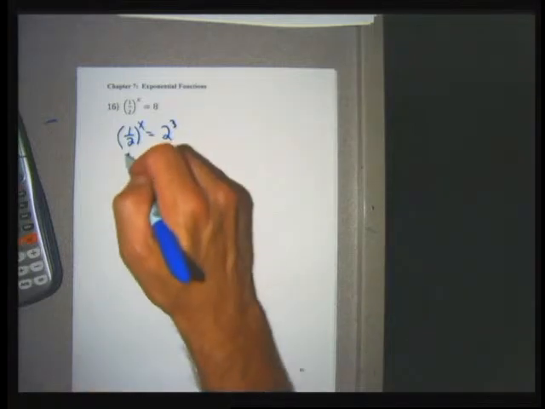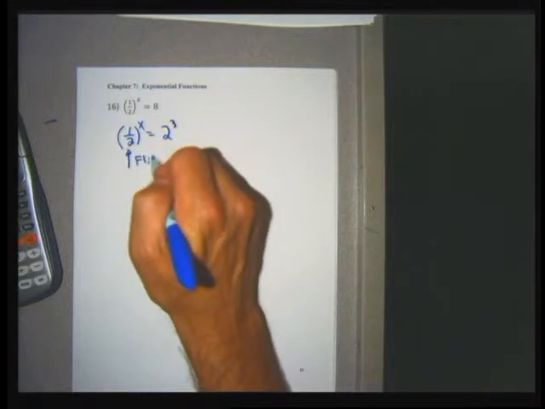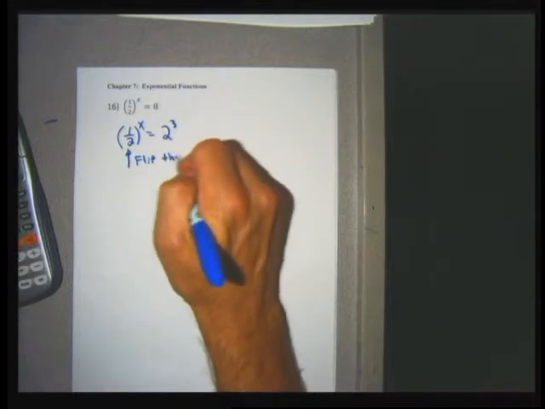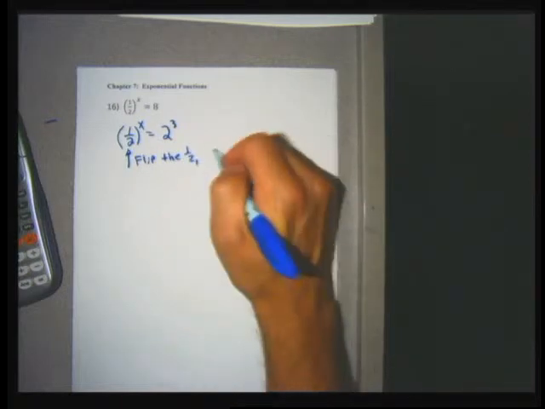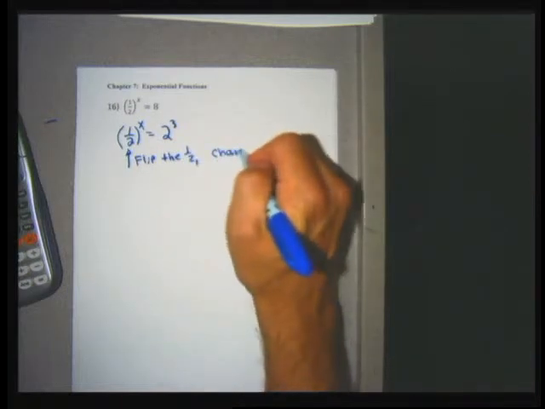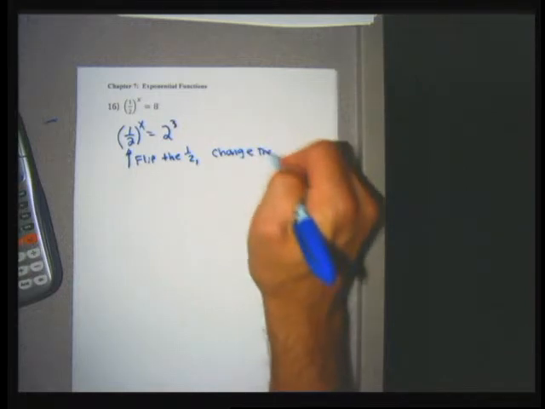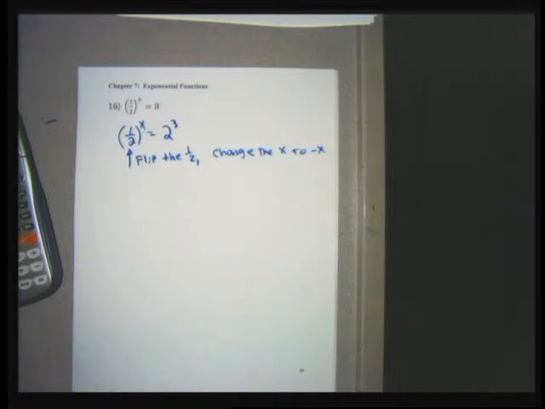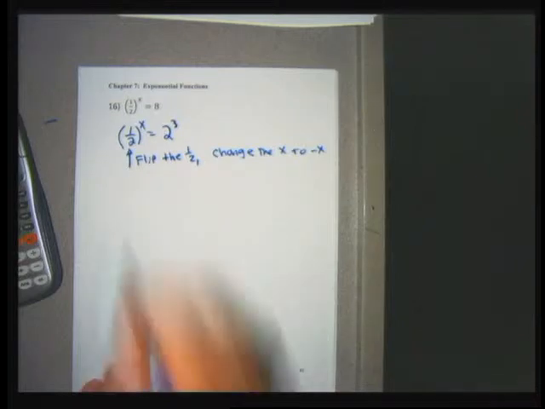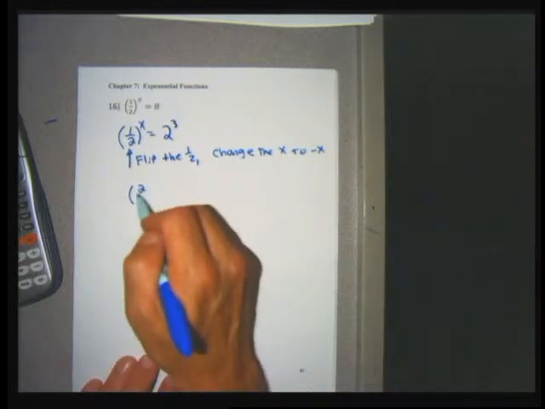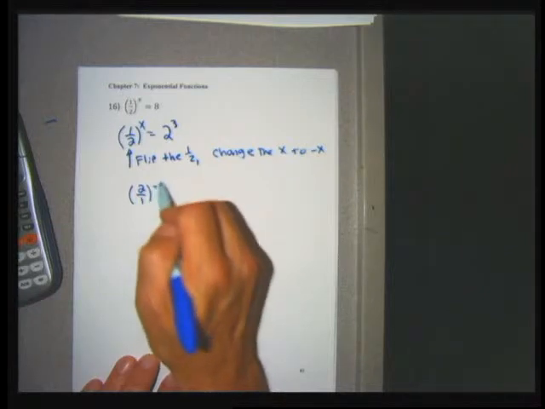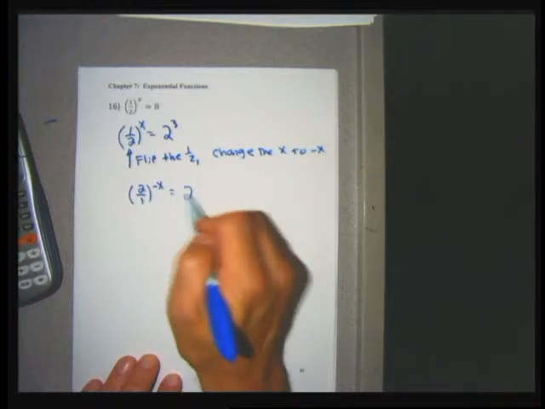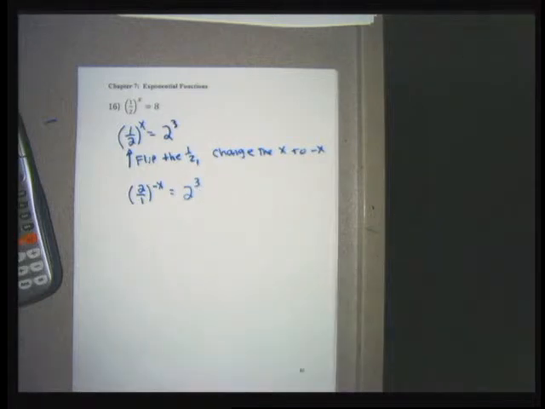I'm going to flip this and change the x to negative x. The reason I'm going to do that is because it gives me a base of 2 on the left-hand side, and this is using the reverse of a rule that we've used a bunch of times so far this semester. So I'm going to rewrite the left side as 2 over 1 to the negative x, and I'm going to leave the other side at 2 cubed.